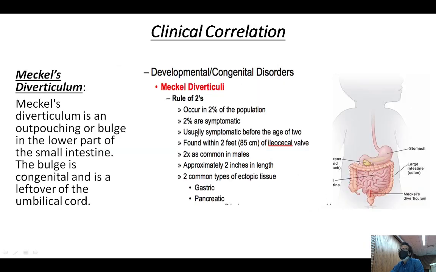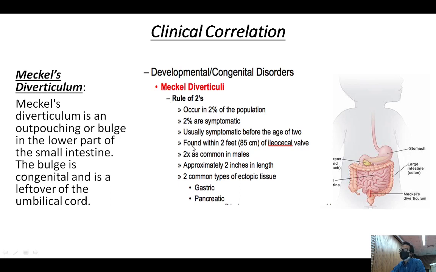One clinical correlation, a very common term actually: Meckel's diverticulum. Meckel's diverticulum is an outpouching, you can see here in the diagram, a bulge in the lower part of the small intestine. Now, how do you remember this feature? There's a rule of 2's to remember this diverticulum. It occurs in 2% of the population. 2% are symptomatic, usually before the age of 2. These are the rules of 2 for you to remember the Meckel diverticulum.